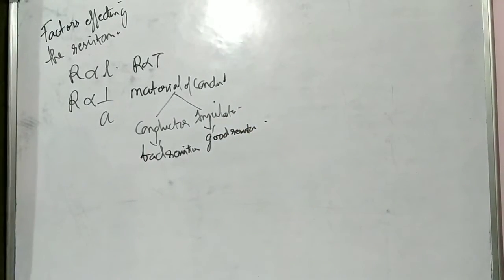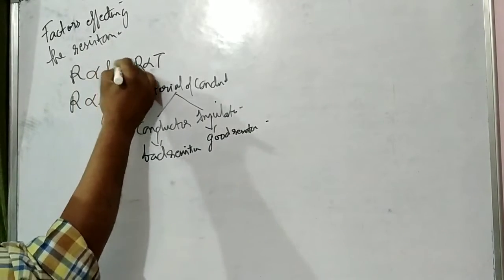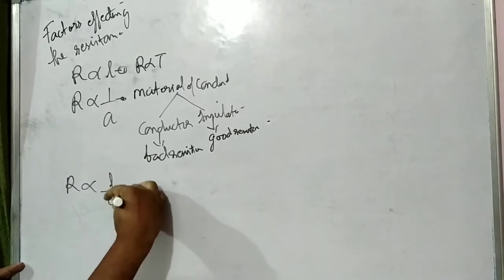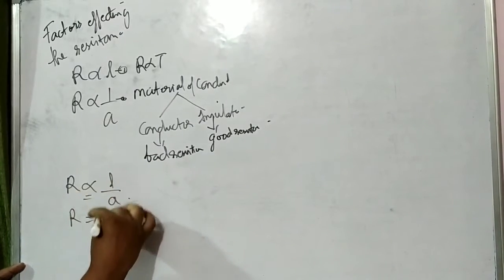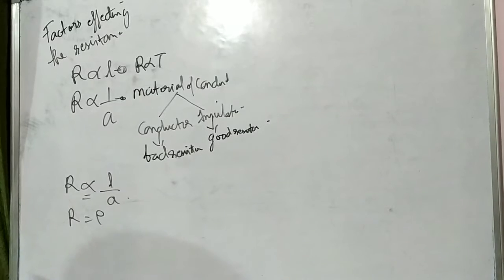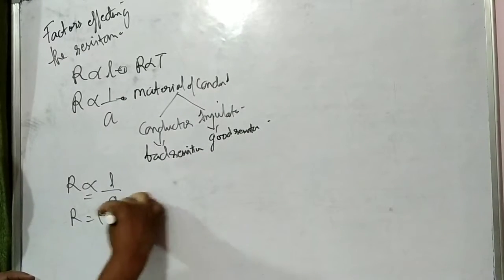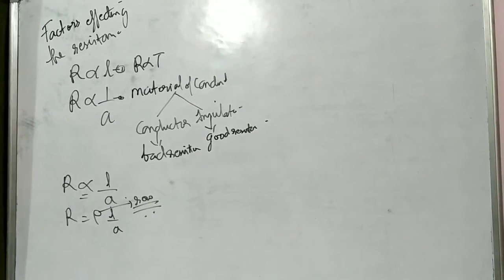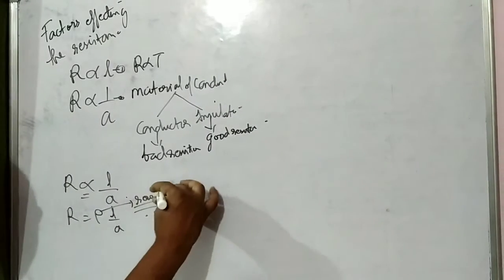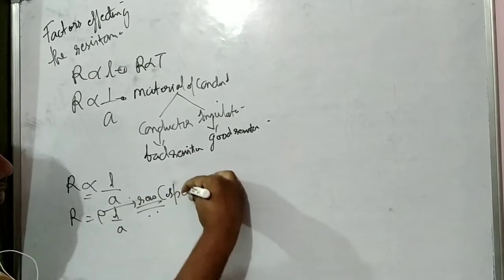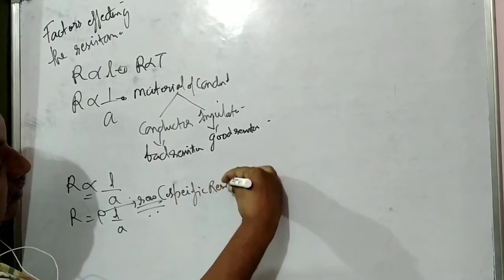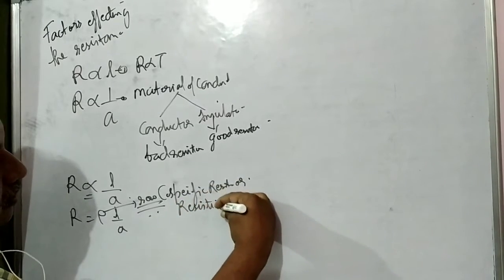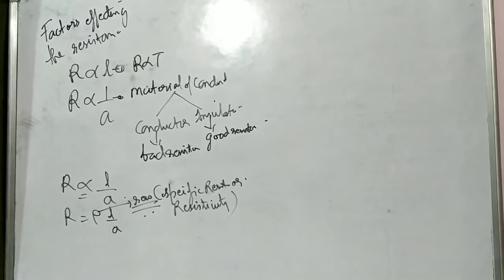Is this clear? Then we will take equation 1 and 2 from here. We will combine them: R is proportional to L upon A. Removing the proportional sign, one constant is kept, rho: R equals rho L upon A. This symbol rho is called the specific resistance or resistivity of a conductor.